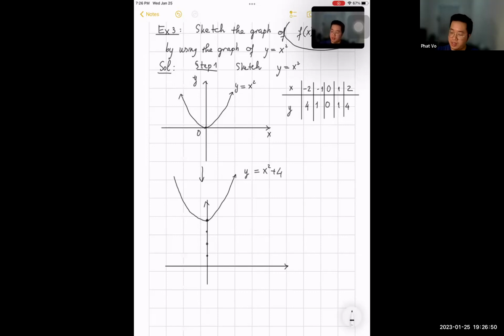So you have the function starting at 0, so you will move up 4 units, 1, 2, 3, 4. That means the new point is here, and the graph is like this. So you will move the graph 4 units up. Any questions so far?